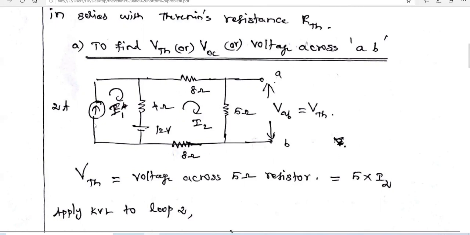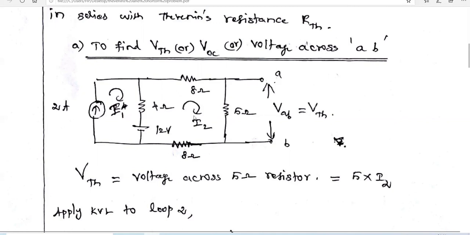But here, how many loops are there in the given circuit? There are 2 loops. This is one loop, this is one loop. In this loop, one current source is there, of value 2 amps. And there is one voltage source of 12 volts, and resistances of 4 ohm, 8 ohm and 5 ohm. So there are 2 meshes. We consider the current flowing in the first mesh as I1, and the current flowing in the second mesh as I2.